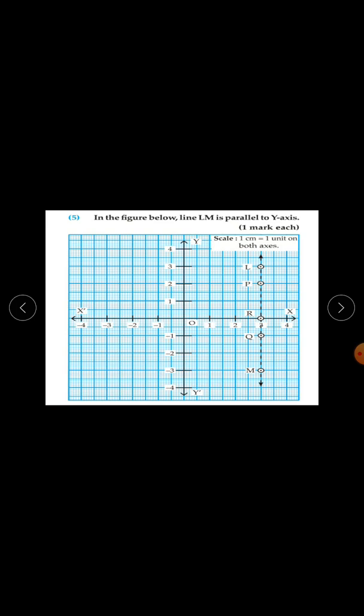So, the equation of the y-axis is x equal to 0 and the equation of line LM is x equal to 3. So, the distance between line LM and the y-axis is 3 minus 0 equal to 3 units.